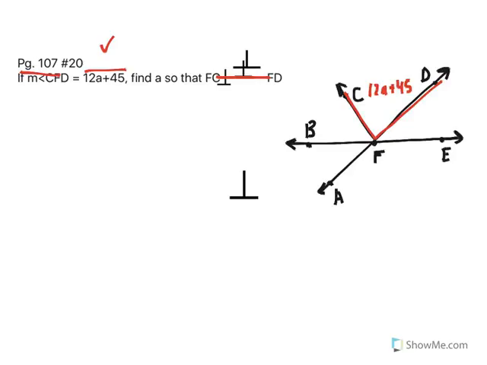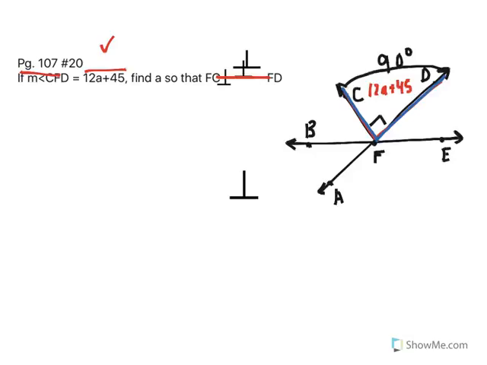So next, the question tells us that FC needs to be perpendicular to FD. So FC, right here, needs to be perpendicular to FD. Perpendicular lines are lines that intersect to form 90-degree angles. So this needs to add up to 90 degrees. So this whole thing needs to be 90 degrees. All right.